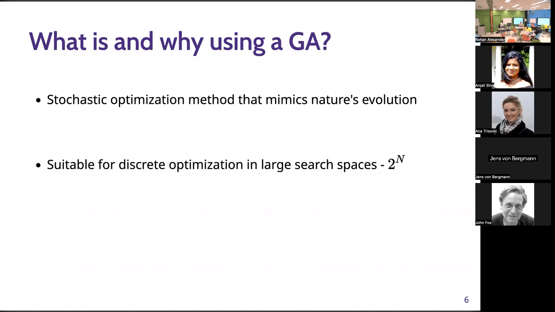Why are genetic algorithms nice? Because they are suitable for discrete optimization, which is the kind of problem they typically excel at in larger spaces. In this case, roughly 2 to the capital N.